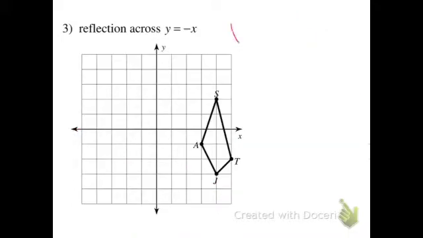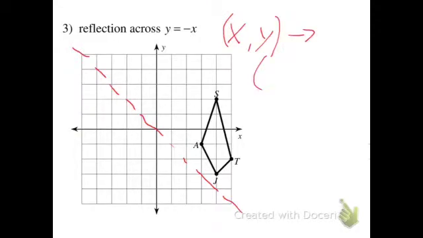When you reflect across the line y equals negative x, remember that that line looks like this. Alright, it's that diagonal line going down. And so your function that does that is (x, y) goes to (negative y, negative x). Especially on these diagonal reflections, it might be useful to know that.